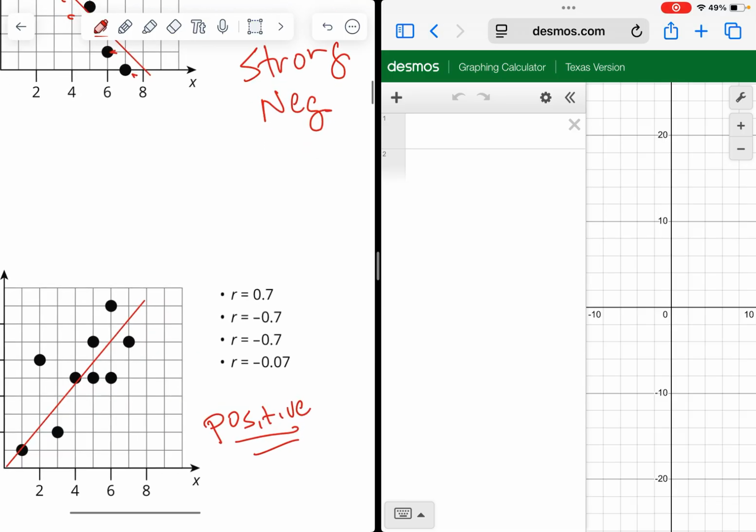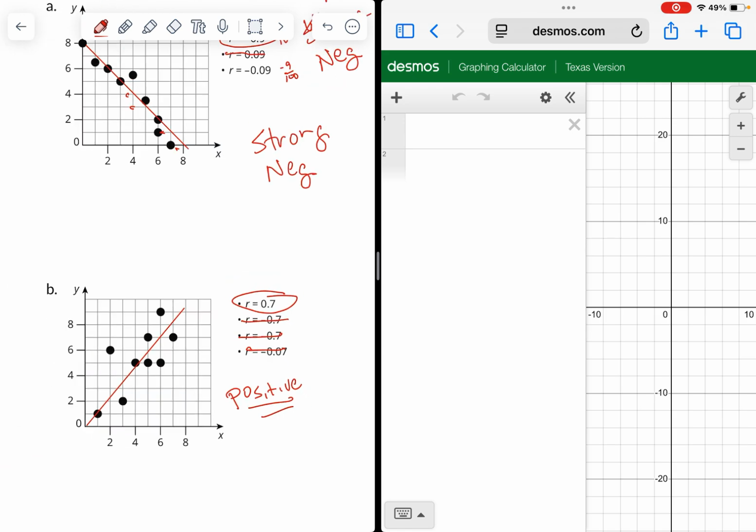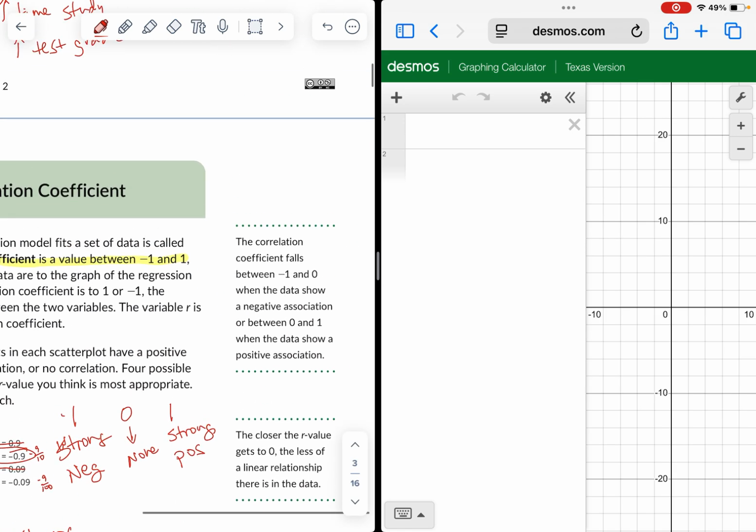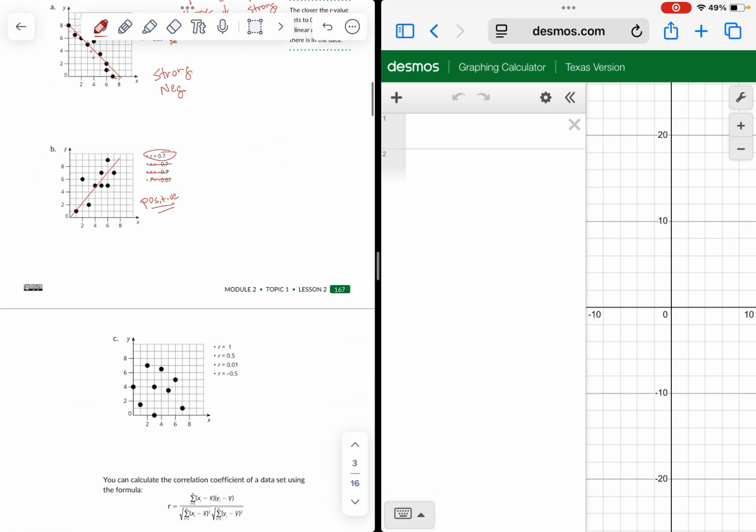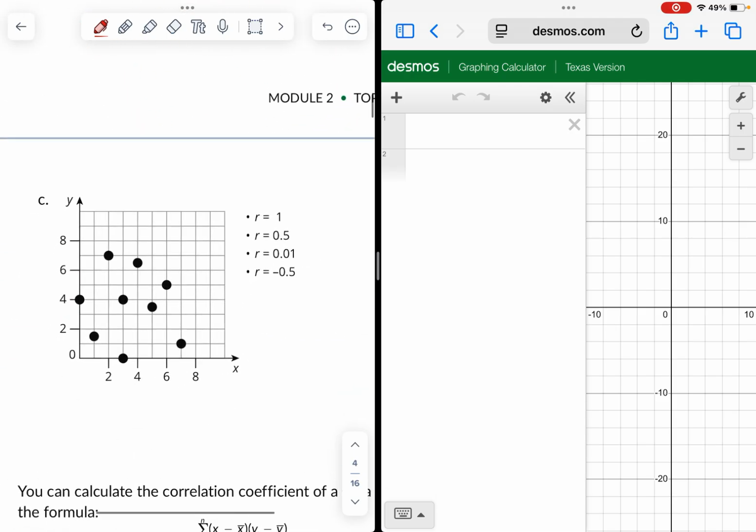And it's reasonably strong. Well, 3 of these answer choices are negative. So it has to be my correlation coefficient R equals 0.7. Okay. So the closer you are to 1, the better the correlation.